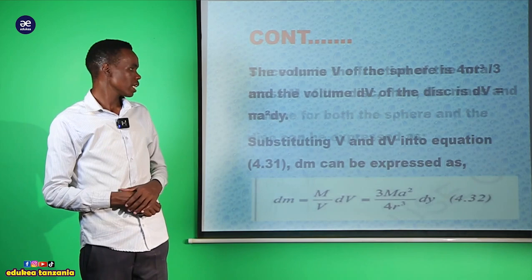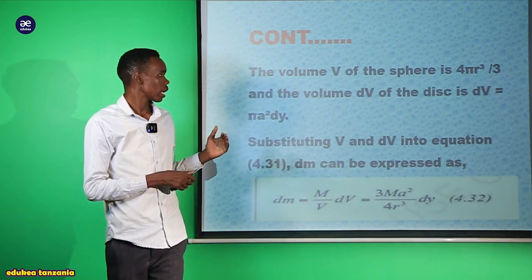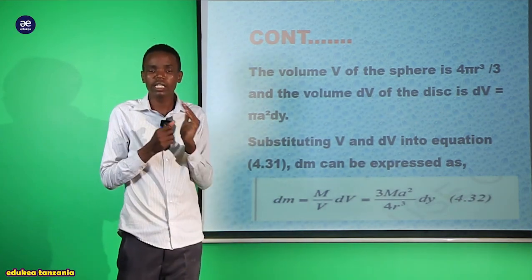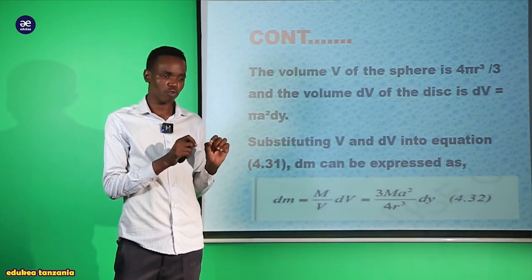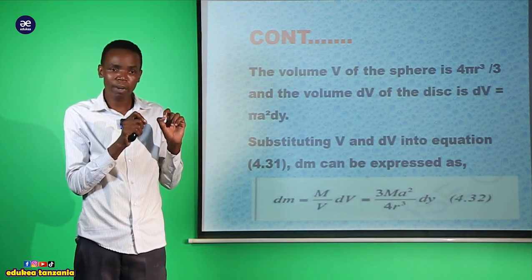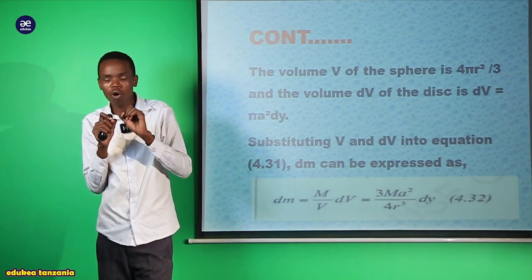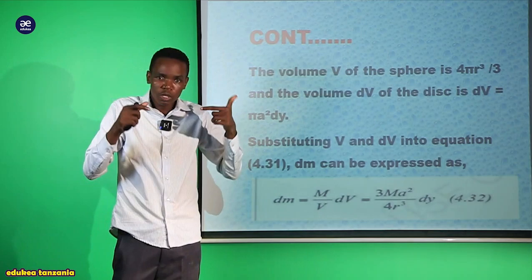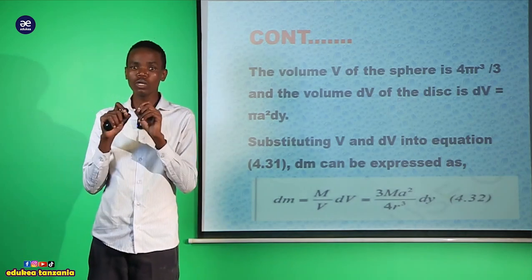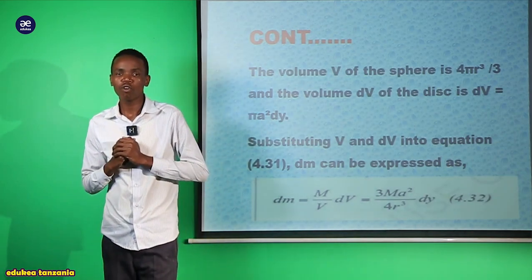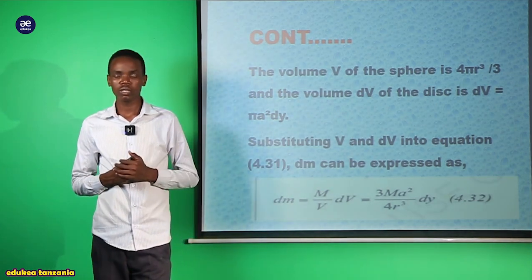Now after this, my dear student, what are we supposed to do here? We are going to look for how we can get the volume of the sphere. Because in our formula we look at the ratio of the mass of the elemental disk to its volume, and the ratio of the mass of the whole sphere to its volume. The whole sphere has a volume equal to 4 pi r cubed divided by 3.